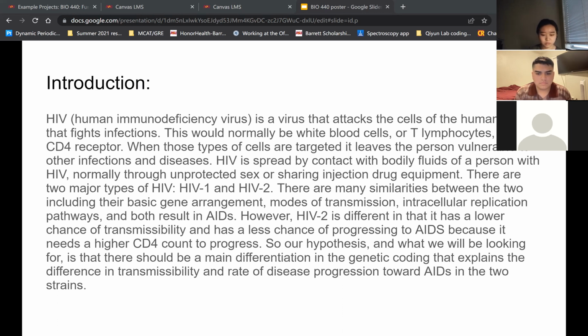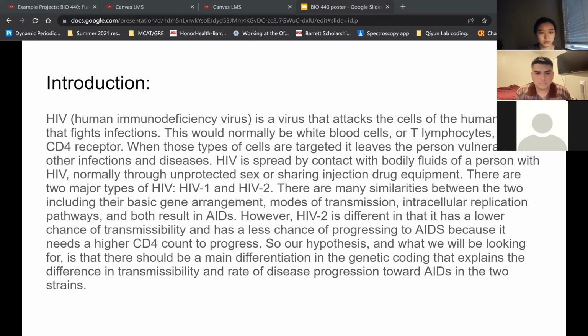So our hypothesis is that there should be a meaningful difference in the genetic coding that can explain the difference in transmissibility and the rate of disease progression.